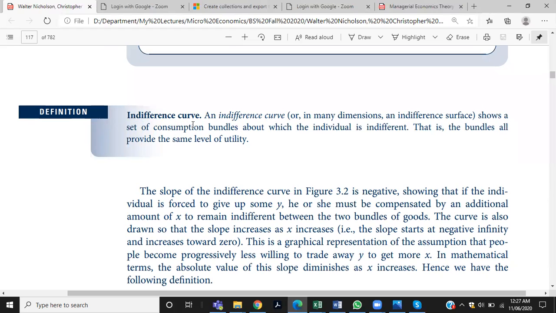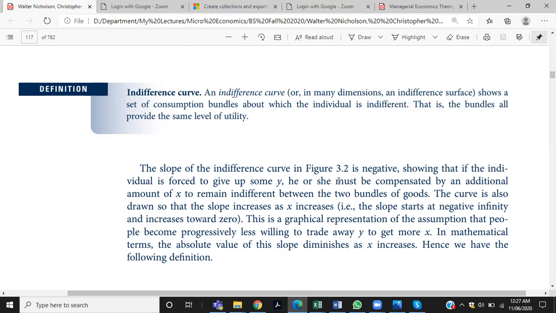How can we define an indifference curve? An indifference curve shows a set of consumption bundles about which the individual is indifferent. So why do we use the term indifferent? Why is the indifference curve called an indifference curve? This is due to the word indifferent.